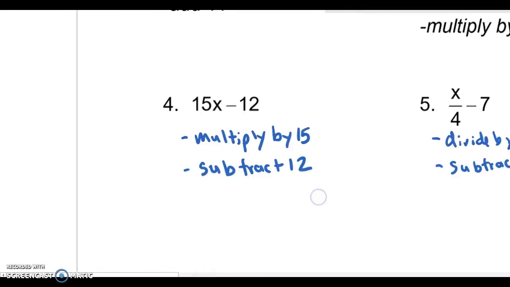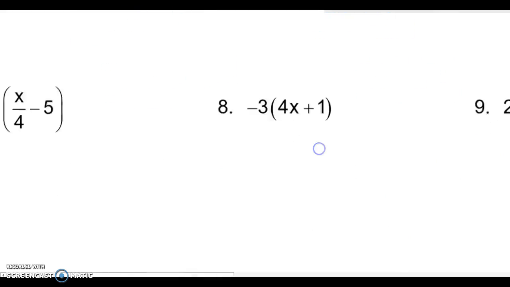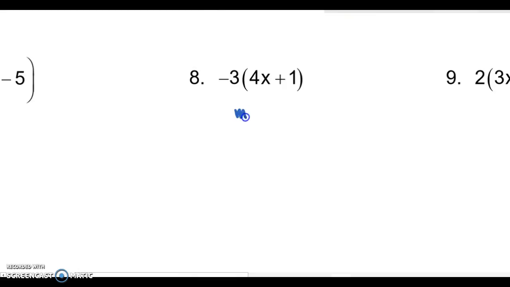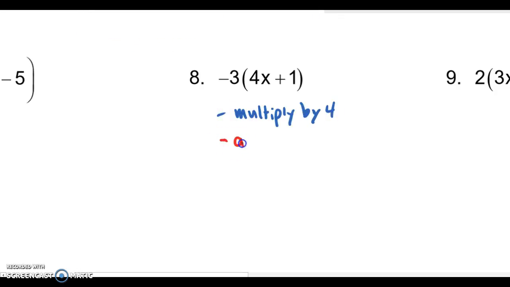Similar to what we did here in number 4, that number with the x, that's being multiplied by x. So here we have multiply by 4. And then our next step after that would be to add 1. And then multiply by that number on the outside, which is -3. Now, we're not going to get into distribution or anything like that. We're just trying to say, how did we get this expression?